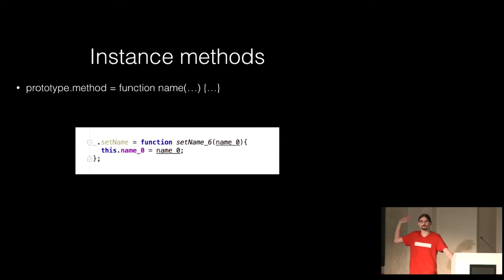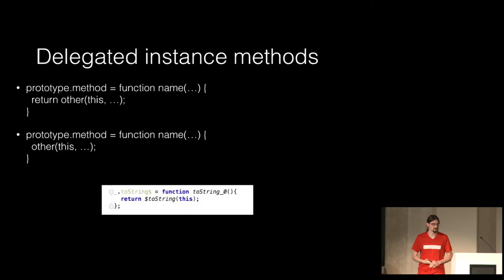so it was always called in exactly the same way. Anybody at least written a few instance methods before? Okay, so we're all familiar with Java. We've all used it a little bit before.